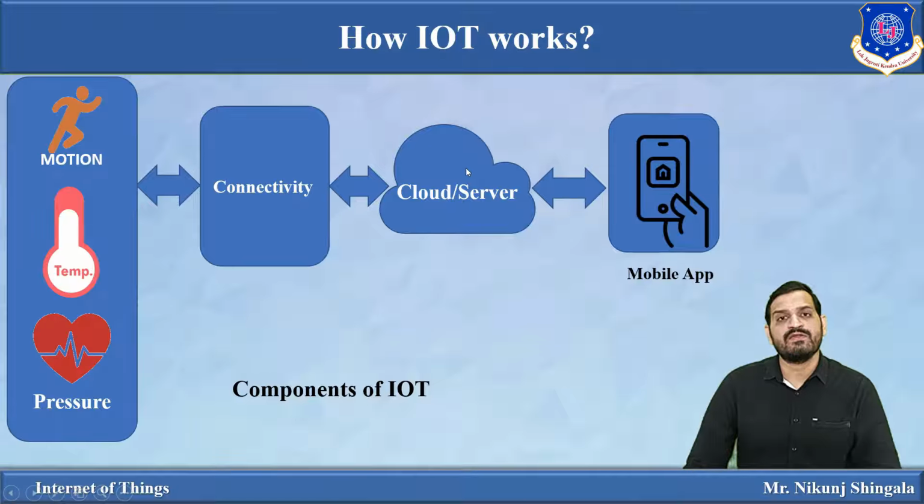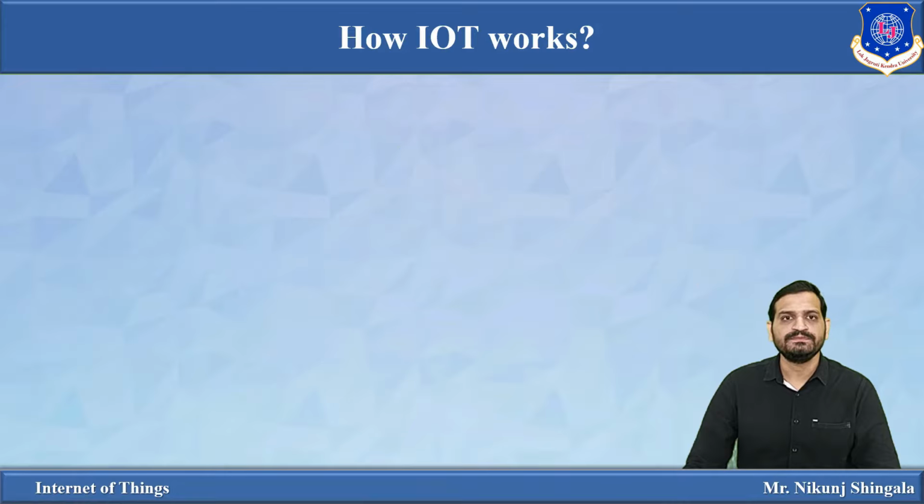Once all this data is stored, the final result will be available in the form of a user interface on a mobile app for the user. So these are the four major components. The final one is the user interface. These are the four major components of any IoT system. Now let us understand each one in detail.